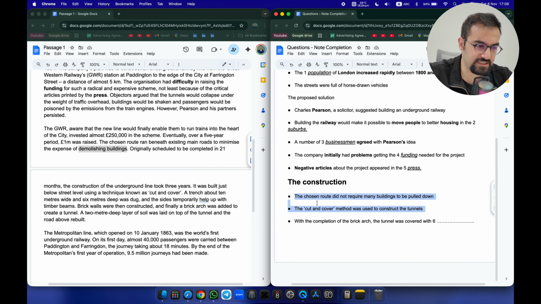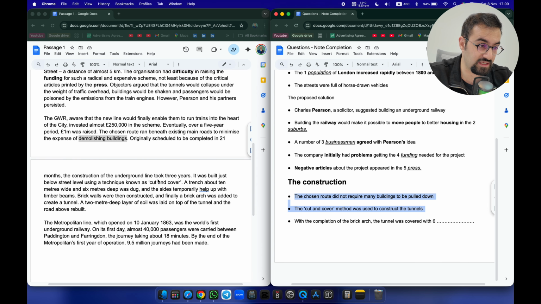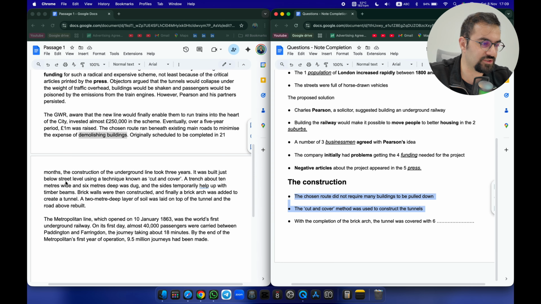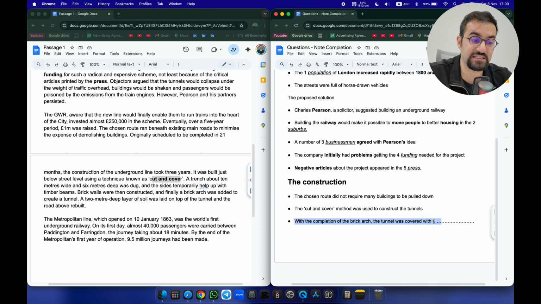Then let's go to the next one. The cut and cover method was used to construct the tunnels. Let's try to find it. Originally scheduled to be completed in 21 months, the construction of the underground line took 3 years. It was built just below street level using a technique known as cut and cover. Great, I am on the right track. I already have found this one. Now it is time for question number 6.